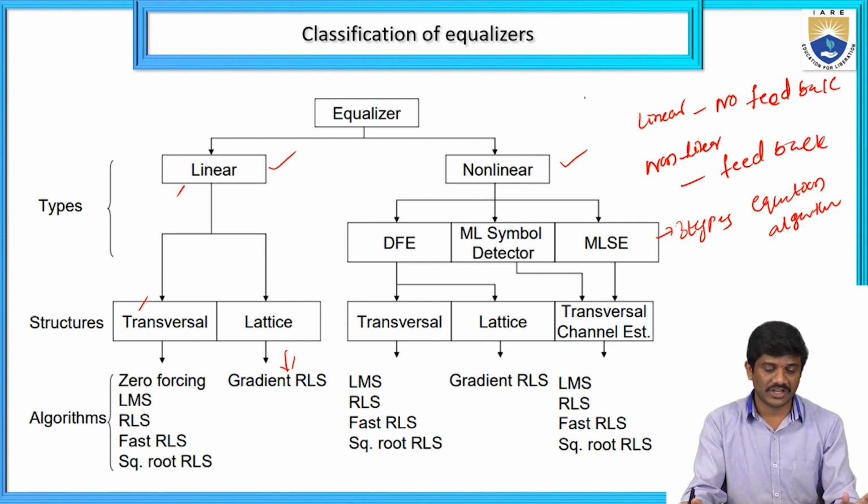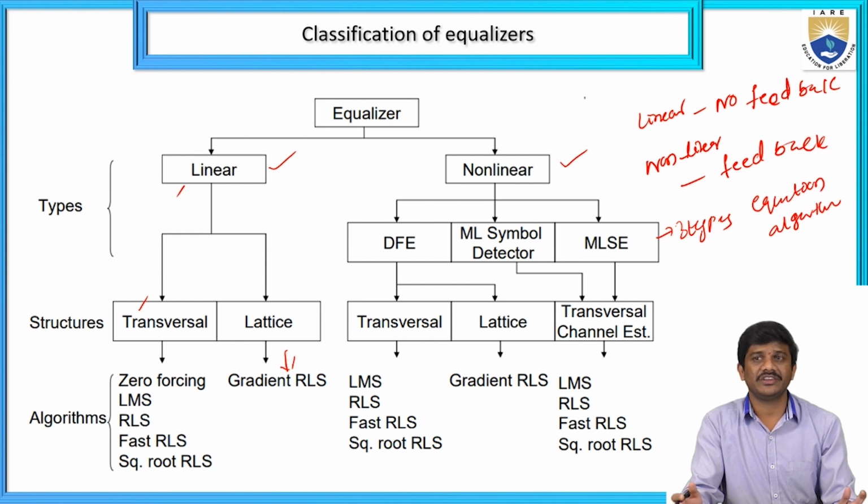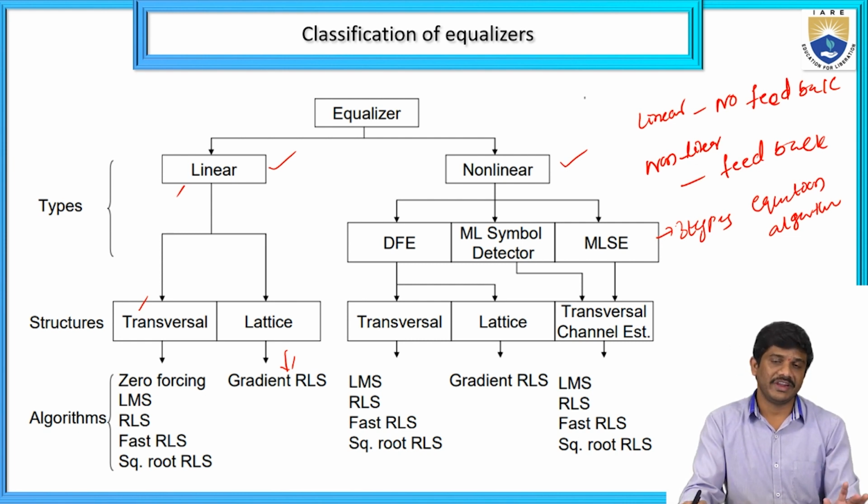There are also two types of structures in linear equalization: transversal and lattice. Coming to non-linear, again it is divided into three types: decision feedback equalization, maximum likelihood symbol detector, and maximum likelihood sequence estimation. These are the different types of non-linear equalization. We have transversal and lattice structures for the linear, and for the non-linear, transversal, lattice, and transversal channel estimation. The different types of algorithms, zero forcing, LMS, RLS, fast RLS, and square root RLS, apply to both linear and non-linear equalization. This is the classification of equalizers.